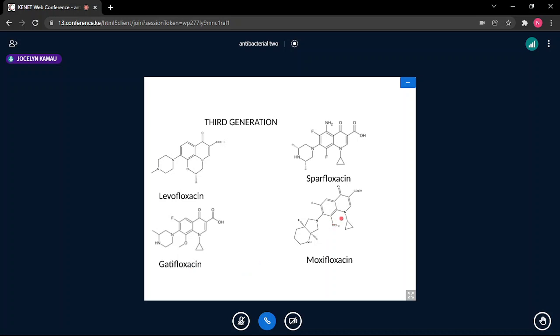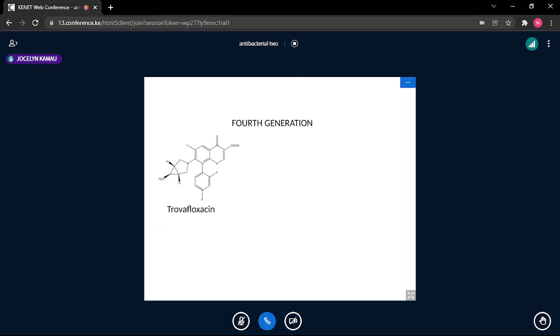So when we look at the quinolones, it is evident that they are more flexible when we discuss structural modification. These drugs are more flexible. Fourth generation.